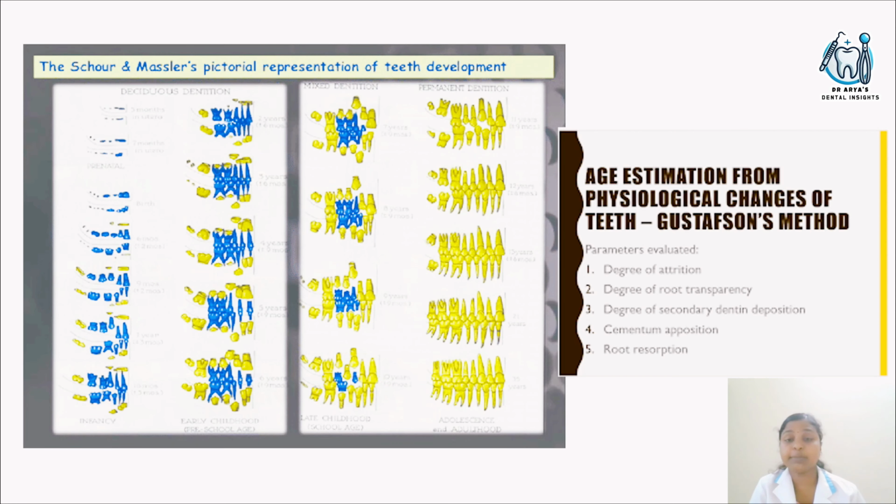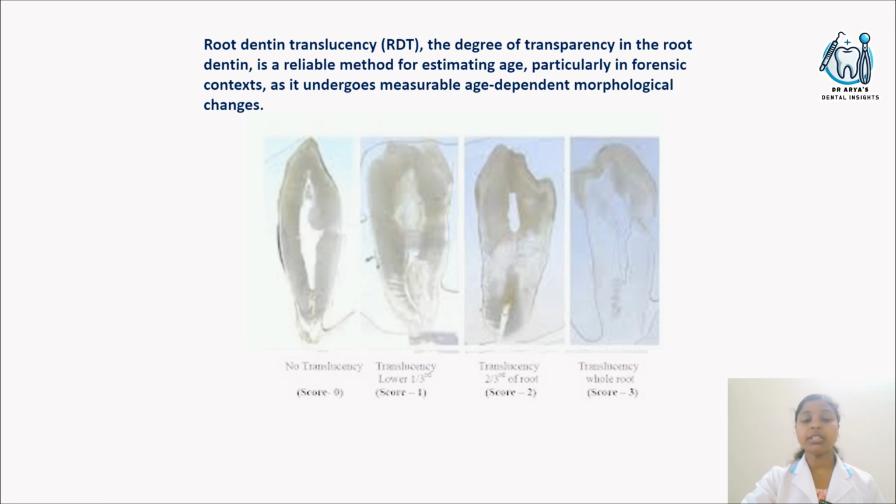And this is Gustafson's method. Here, age is estimated based on certain morphological and histological changes of the teeth. This method assesses regressive changes such as attrition, secondary dentin deposition, loss of periodontal attachment, cementum apposition at the root apex, root resorption at the apex, and dentin translucency. Coming to root dentin translucency, this is the degree of transparency in the root dentin. It is a reliable method for estimating age, particularly in the forensic context, as it undergoes measurable age-dependent morphological changes.